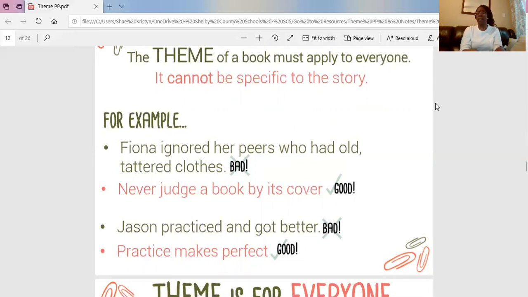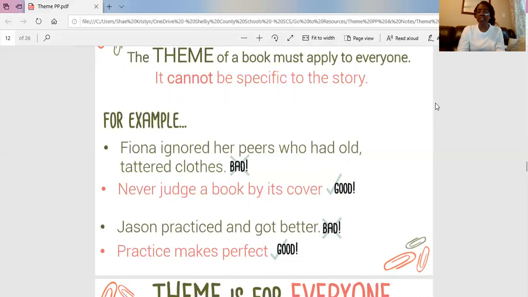Jason practiced and got better. Jason may have done that in a story. So we haven't read these stories. These are just made up things to show you the difference between a good theme and a bad theme. So Jason may have made those stories, may have practiced and got better. But practice makes perfect is better because that first theme is naming Jason's name.